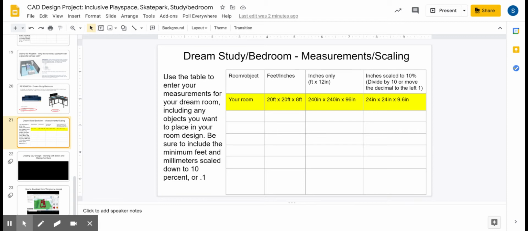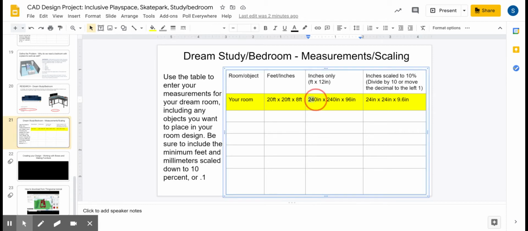So if we do 20 times 12, that is 240. And now that we've changed it into inches, we put IN to represent inches instead of FT for feet. Since it's 20 by 20, we just repeat the same measurement: 240 inches by 240 inches. The ceiling of a room is typically 8 feet high, so if we multiply 8 feet by 12 inches, 8 times 12 is 96 inches.